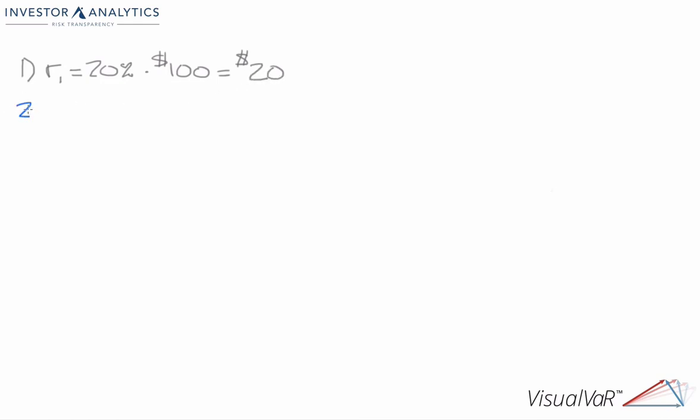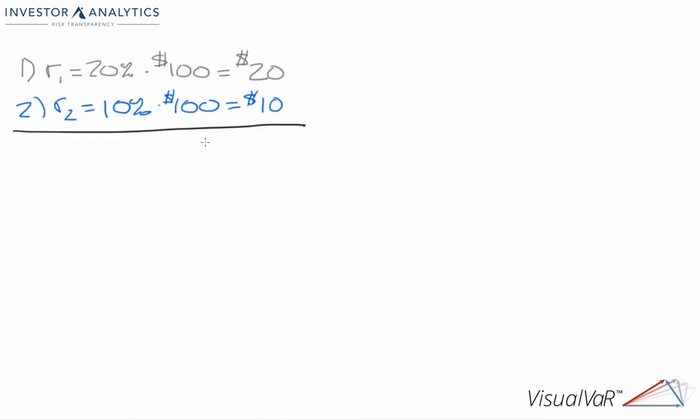The second investment is going to be a little bit less volatile. Let's say that's a 10% vol investment. You can think of this as a high yield bond, or maybe it's a hedge fund. Now, let's say we also put $100 into that investment, giving an individual risk of $10. So the question that VisualVaR helps answer is, if you combine these two into a portfolio, what is the total amount of risk that you can expect by investing in both of them at the same time?